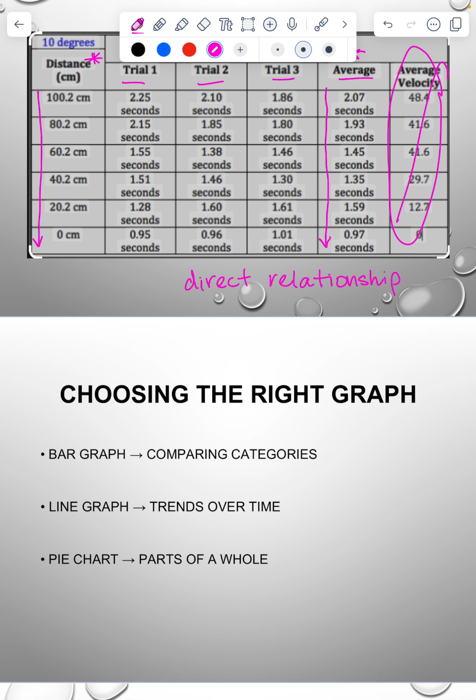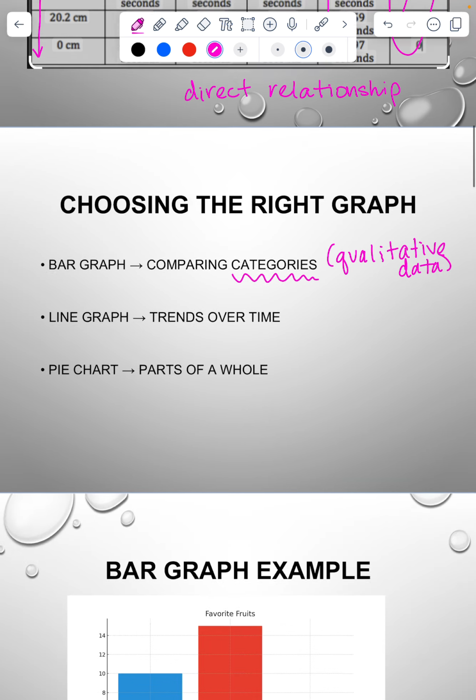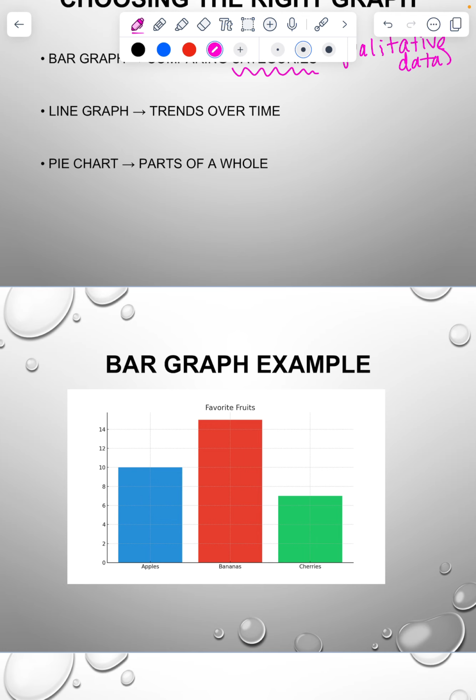Last year in chemistry, when we started talking about graphing at the beginning of the year, you were given an assignment with 4 different data sets, and you had to figure out what type of graph would be best. One of those, we did use a bar graph, and that is whenever you're comparing categories. So we use bar graphs more with qualitative data than quantitative data.